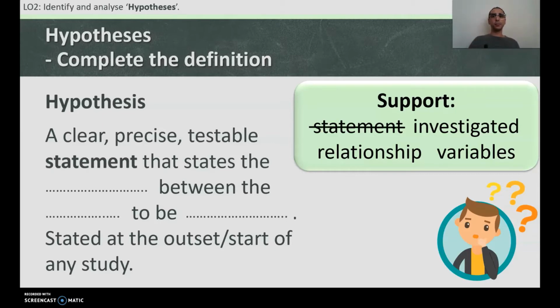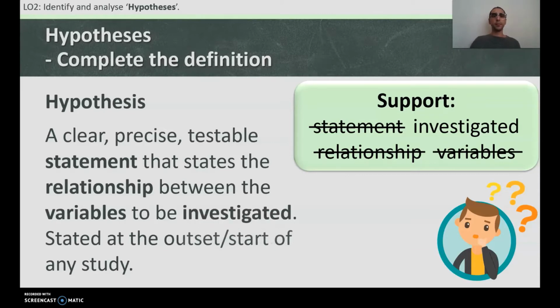That states the relationship between the variables, two or more, could be more, to be investigated. Stated at the outset or the start of any study. So I have a hypothesis, I've got a prediction, right? A clear, precise, testable statement that states the relationship between variables to be investigated. Stated at the outset or the start of the study. So our hypothesis was drinking Red Bull will cause you to be more chatty, will cause more talkativeness.